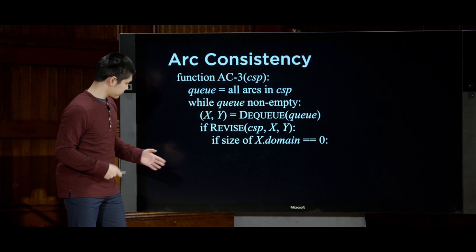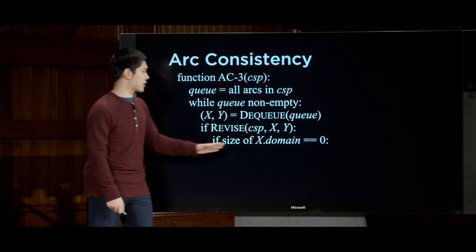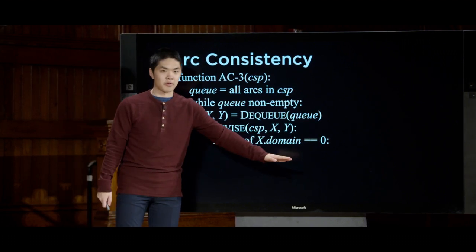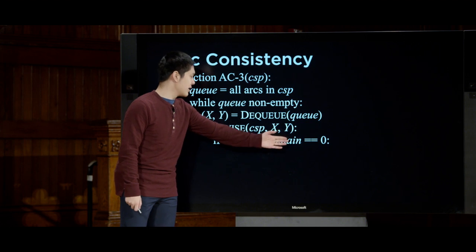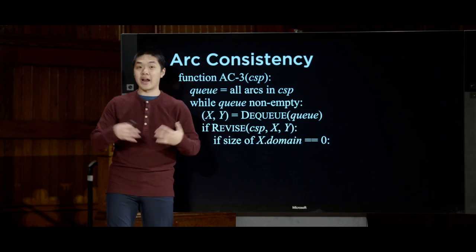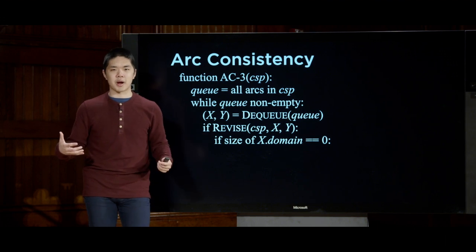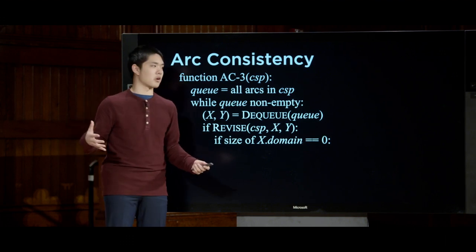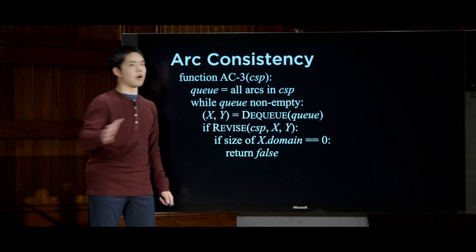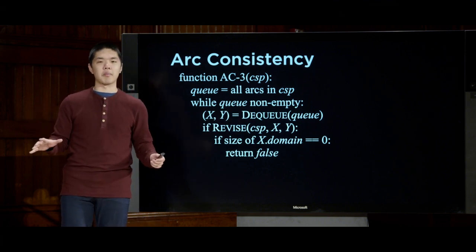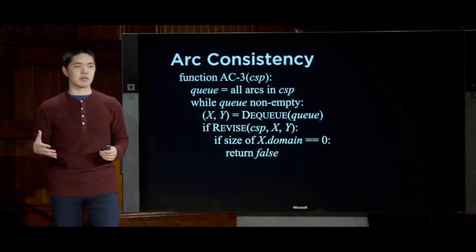How do we do that? Well, the first thing we want to check is to make sure that x's domain is not 0. If x's domain is 0, that means there are no available options for x at all, and that means there's no way you can solve the constraint satisfaction problem. If we've removed everything from x's domain, we'll just return false here to indicate there's no way to solve the problem because there's nothing left in x's domain.